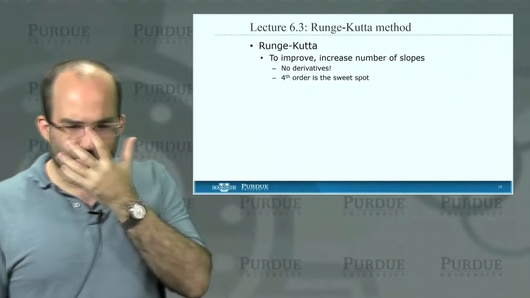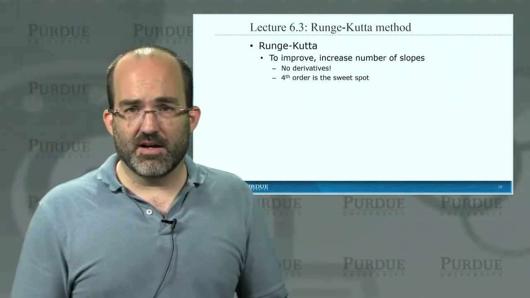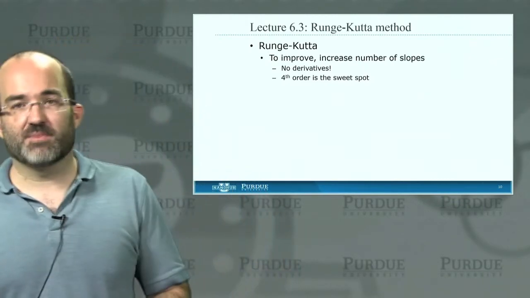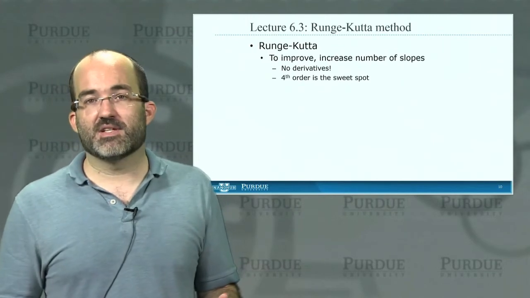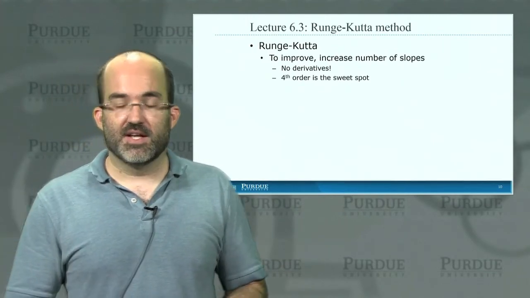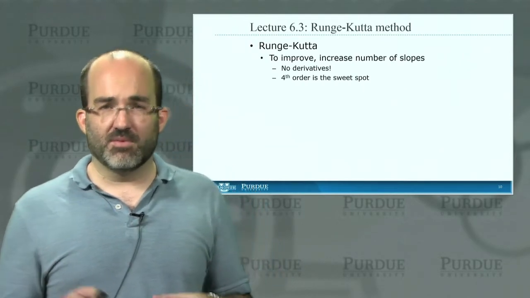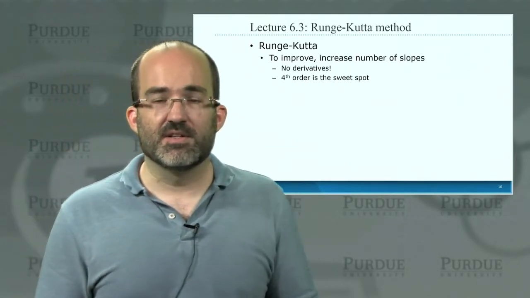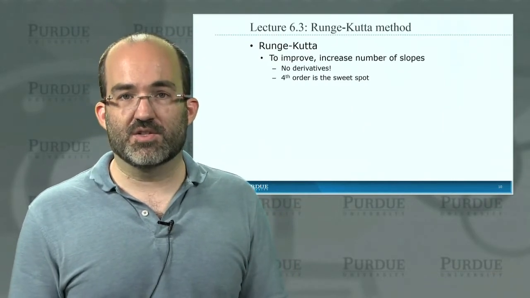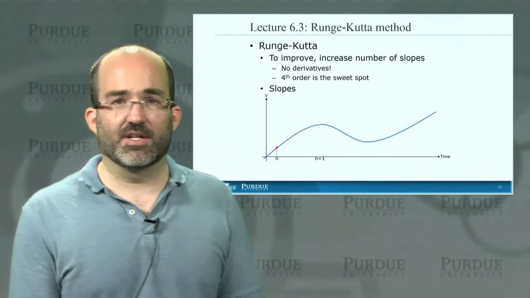And it turns out that if you look at all the different orders of Runge-Kutta, you find that the fourth order Runge-Kutta method is a sweet spot that gives you an enormous amount of accuracy without an enormous amount of computational complexity. And so the fourth order Runge-Kutta method is the one that we're really going to learn about in this lecture, and the one that we're going to use to solve the Hodgkin-Huxley equation in this course. So let's take a closer look at that.